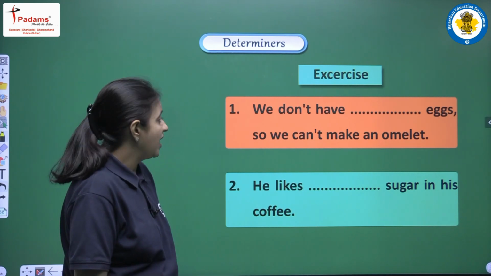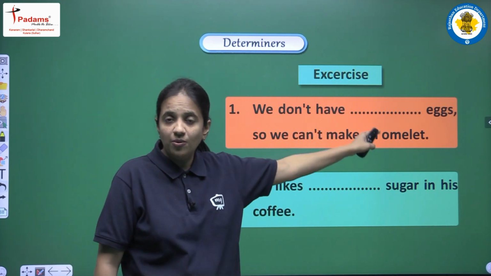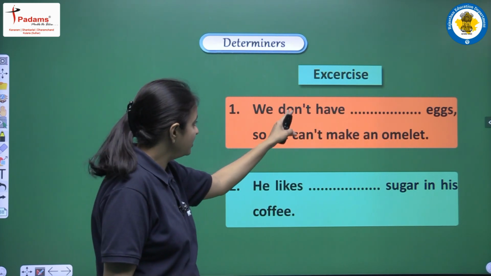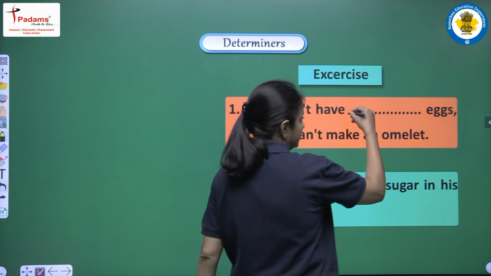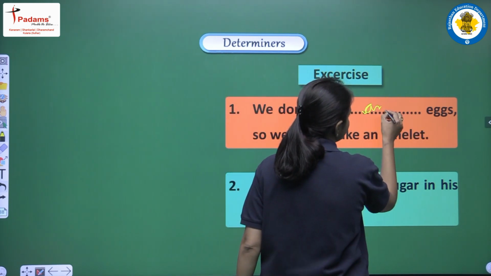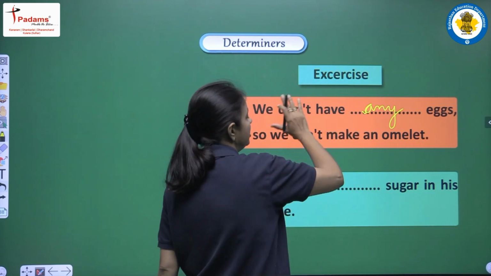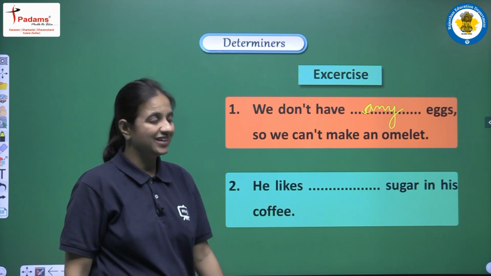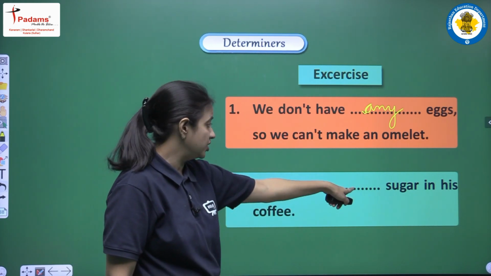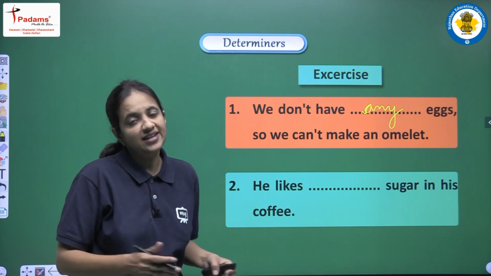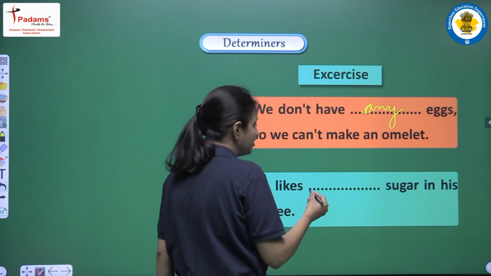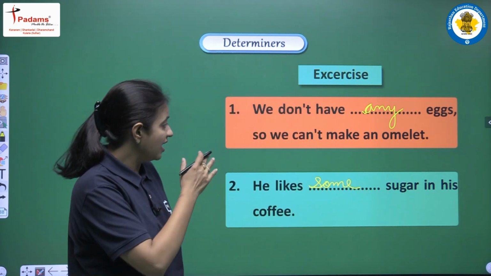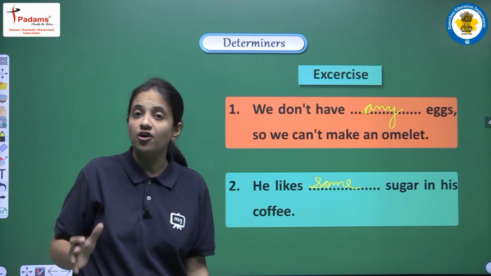We don't have eggs, so we can't make an omelette. So we are having a very simple negative sentence. We are having that we don't have eggs. So in this blank we will write any here. And the sentence will be, we don't have any eggs, so we can't make an omelette. Second is, he likes sugar in his coffee. So it's a very simple affirmative sentence. In the blank we will write some, and the answer will be, he likes some sugar in his coffee.